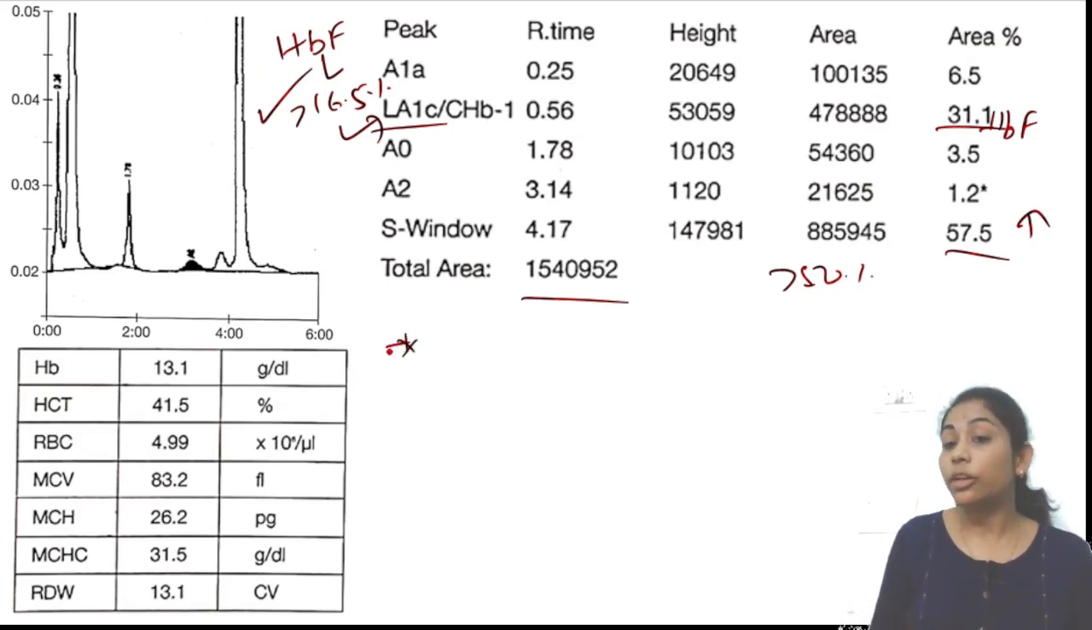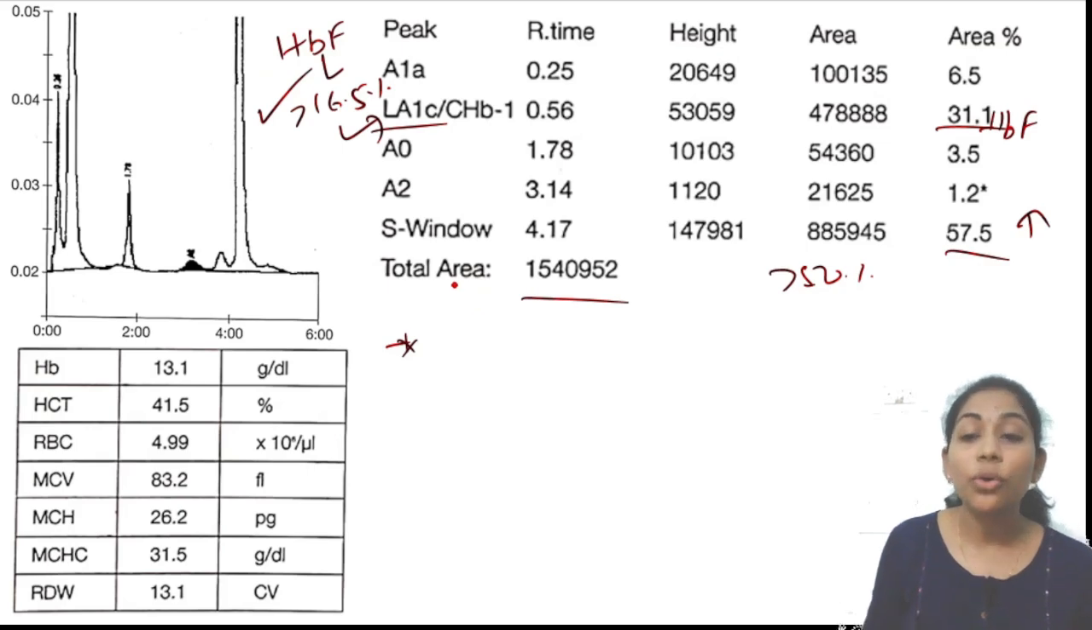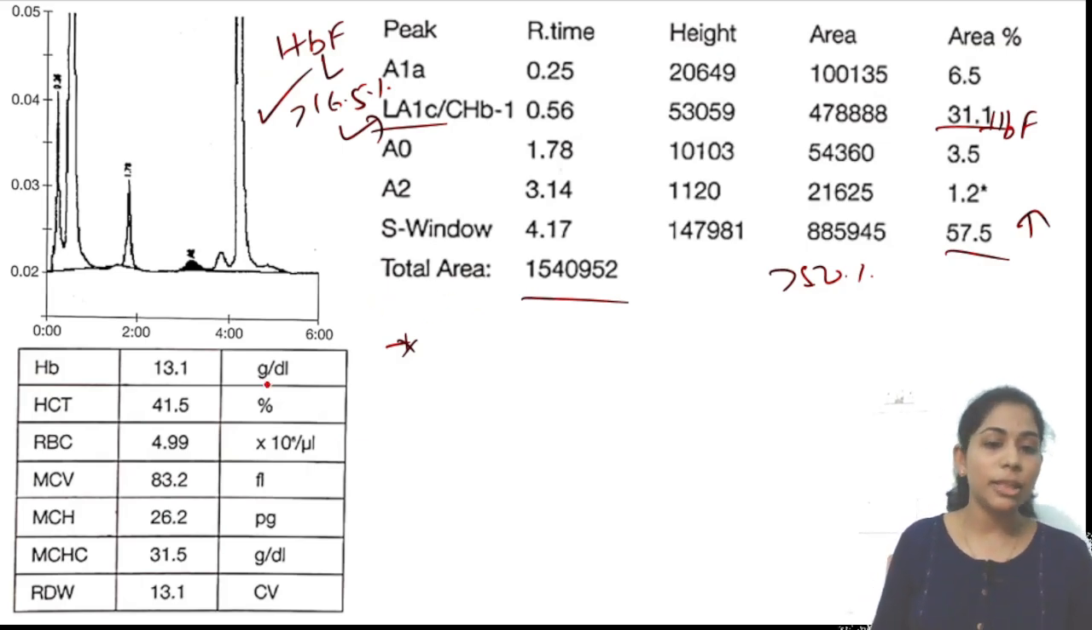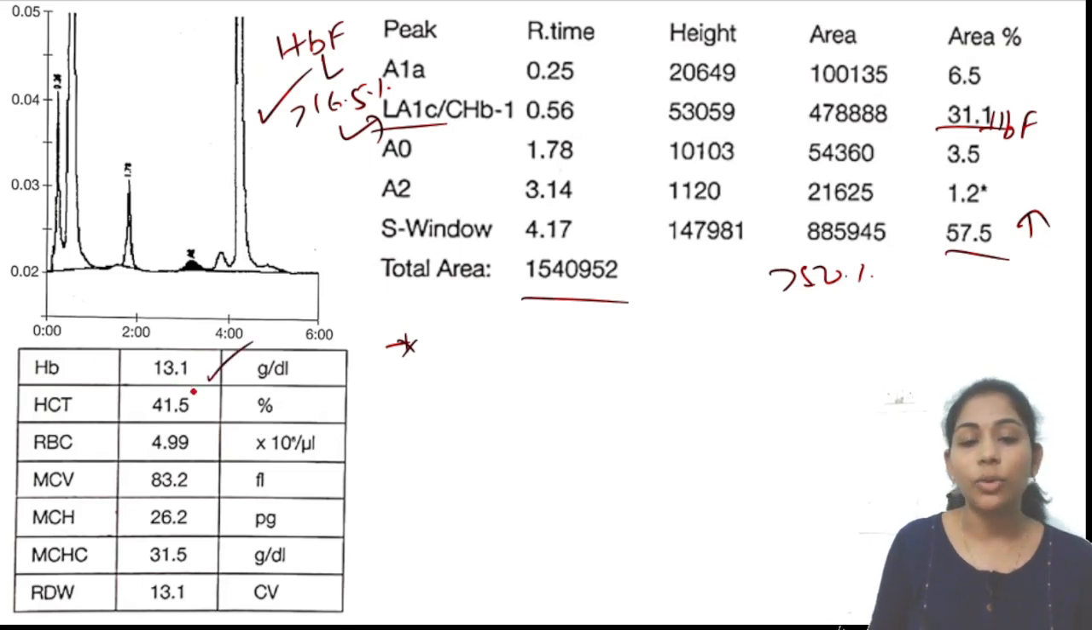No. Never ever interpret the HPLC without looking at the CBC. I am again repeating the same line. Never ever interpret the HPLC without looking at the CBC report. Can you see the CBC report here? See, the hemoglobin is absolutely normal, hematocrit is normal, RBC, all parameters are absolutely normal, but the S window is more than 50% and HBF is increased. Then what is the diagnosis?